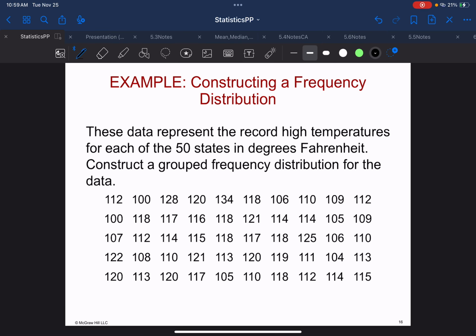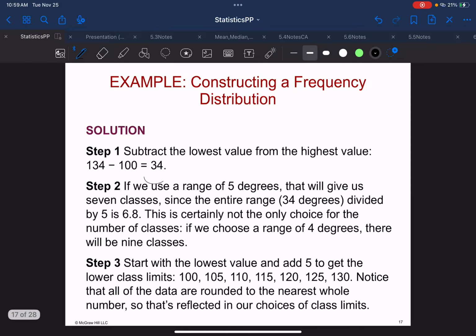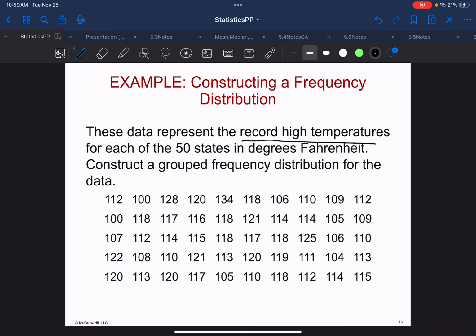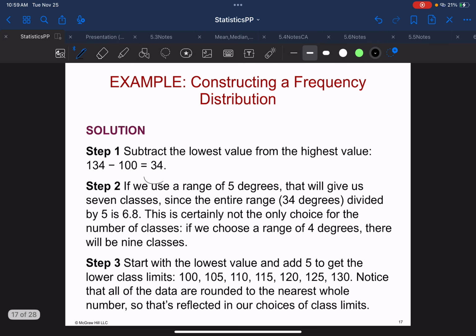So in this example, we're going to take this data that is numerical and organize it into a frequency distribution. So this will represent the record high temperatures for each of the 50 states in degrees Fahrenheit. So they want us to construct a group frequency distribution for the data. So in order to do this by hand, without being told what our classes are or anything, here is a step-by-step process on how to figure out your classes.